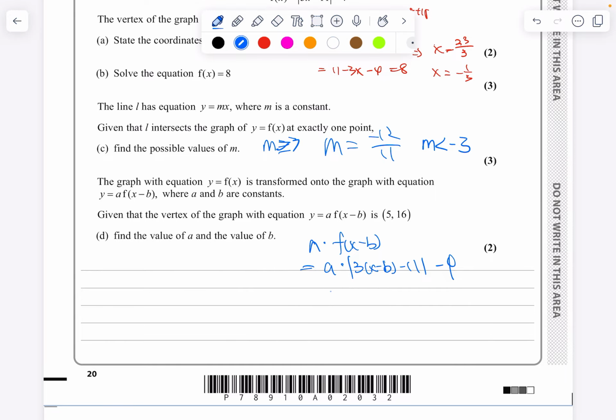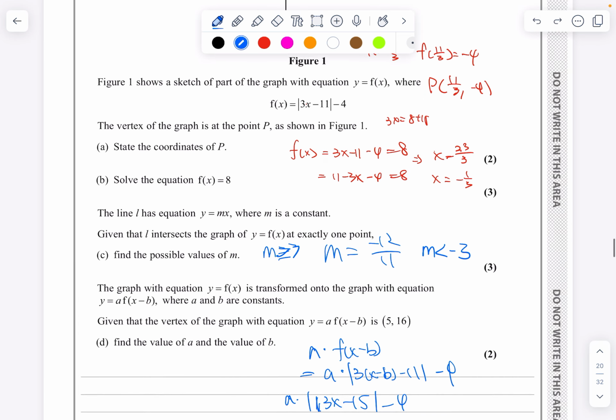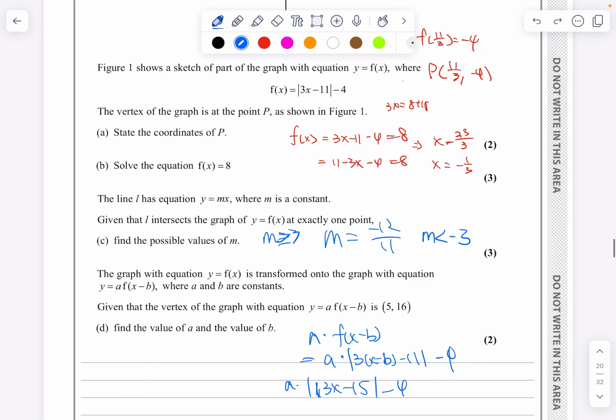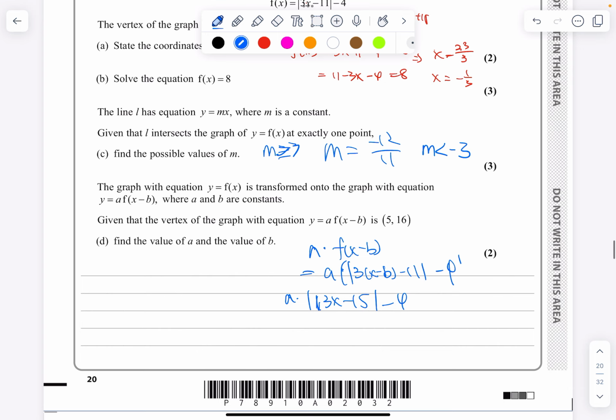So that means we will have a times 3x, 3 over 4 minus 3 over 4, that means minus 15 minus 4. So as you can see, at this point right here, wait a minute, this shouldn't be minus 4, right? Oh, there should be a parenthesis here.